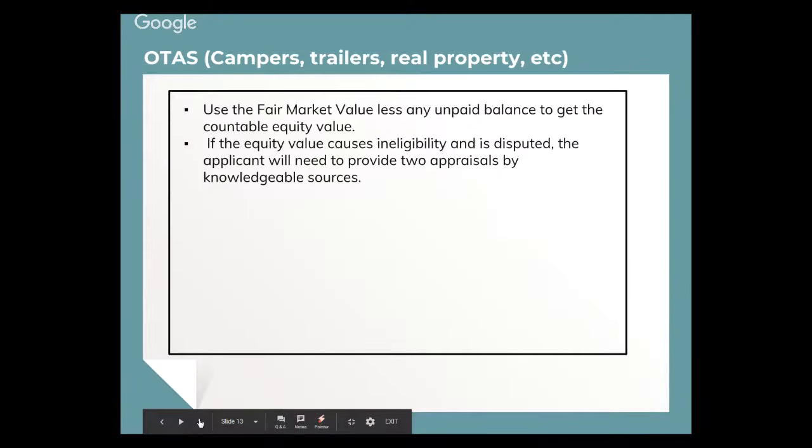All right, other assets. These are campers, trailers, real property. We're going to use the fair market value less any unpaid balance to get the countable equity value again. If the equity value causes ineligibility and is disputed, the applicant has the opportunity here as well to provide 2 appraisals by knowledgeable sources, and then we can go with that value. We'll do the same thing. We're going to look up the fair trade value. We'll find out what their legal encumbrances are, deduct that from the value. That will give us their equity, and it's the equity value that we will use.